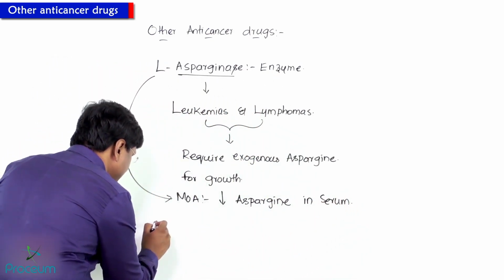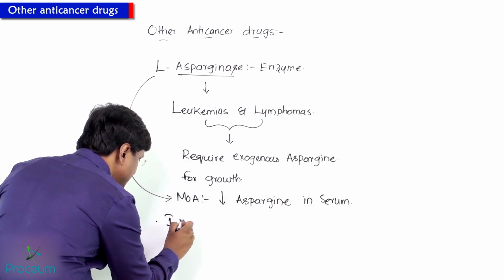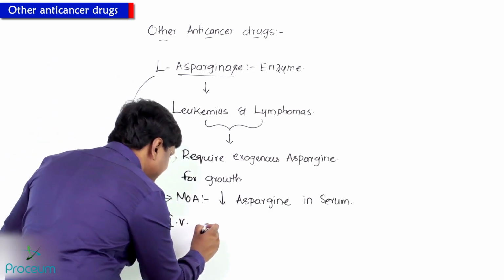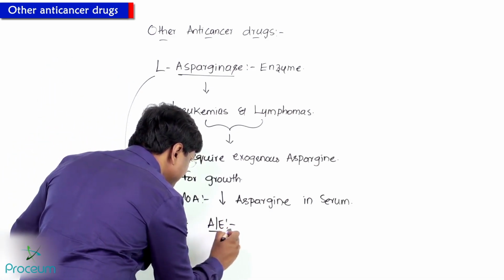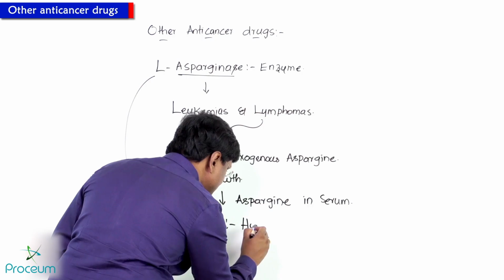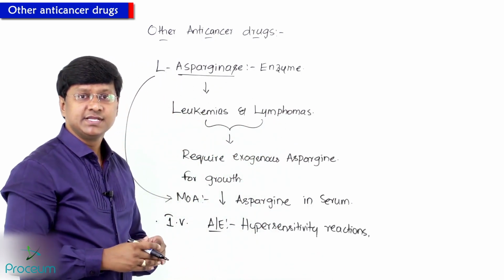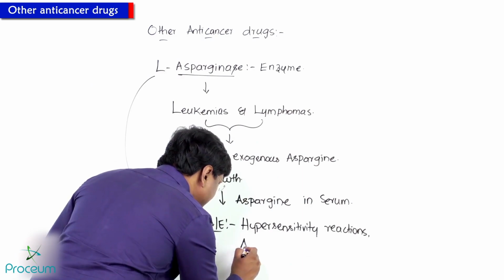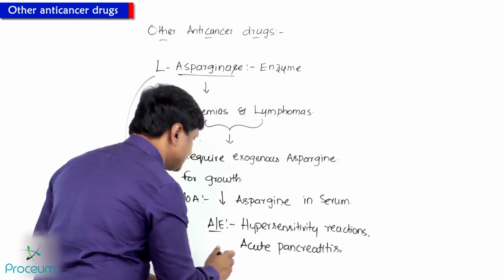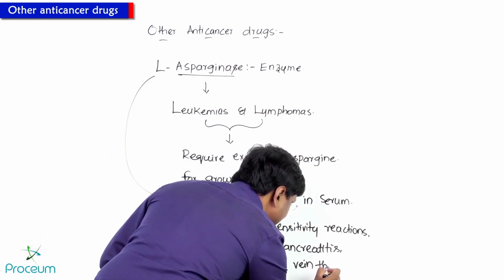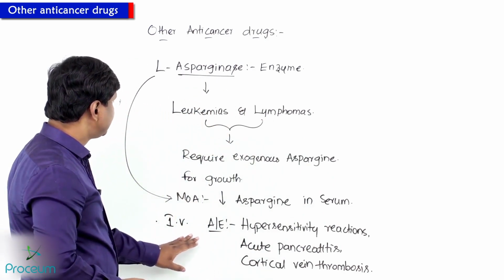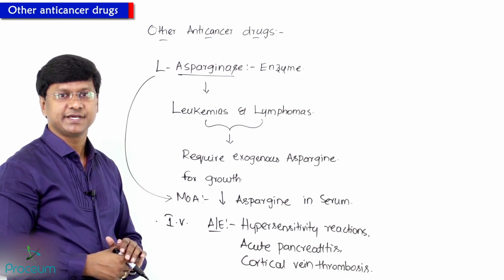Now the route of administration of this L-Asparaginase is the intravenous route. And the adverse effects of this L-Asparaginase include hypersensitivity reactions. It can also cause acute pancreatitis and cortical vein thrombosis. So these are the adverse effects of this particular L-Asparaginase.